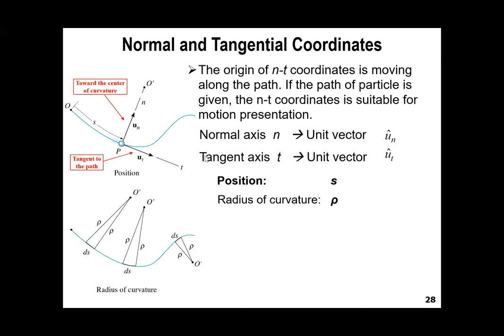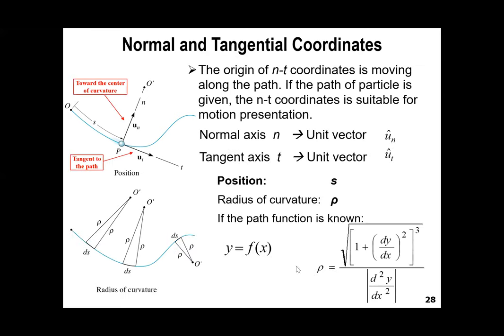The last topic we talked about was the normal tangential coordinate system. As you remember from Wednesday, you have two unit vectors, one tangent to the path and toward the motion, and one normal to the path, which goes toward the center of the curvature. Then you can find the radius of curvature if the path is given as a function.